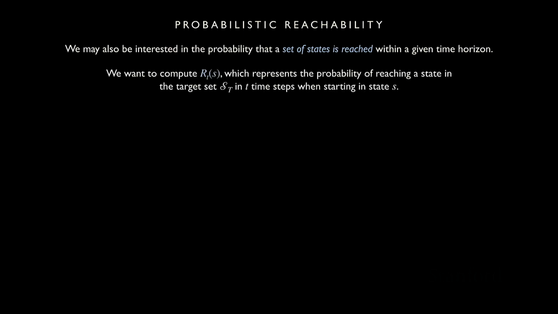Okay, so that's one thing we can do with probabilistic reachability. But we also might be interested in the probability that a set of states is reached in a given time horizon. So maybe we have some set of states we want to avoid, and we want to know the probability of ending up in them. And so what we want to compute is this thing we'll call R sub t of S, which represents the probability of reaching a state in the target set in t time steps if we start in state S. So I'm going to give you some state, and I'm saying I have this many time steps in the future. What is the probability that I reach this target set within that time frame? That's what we want to compute.